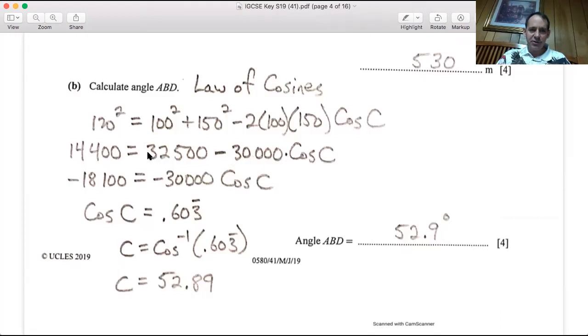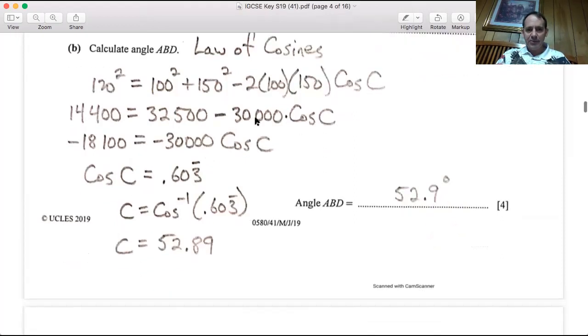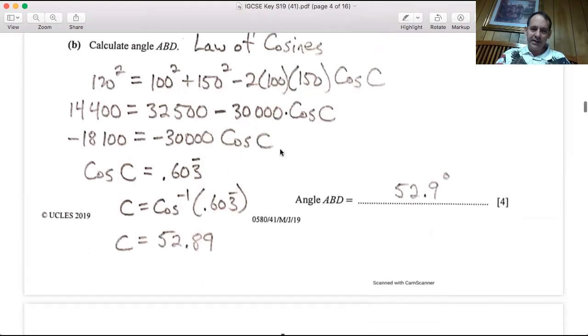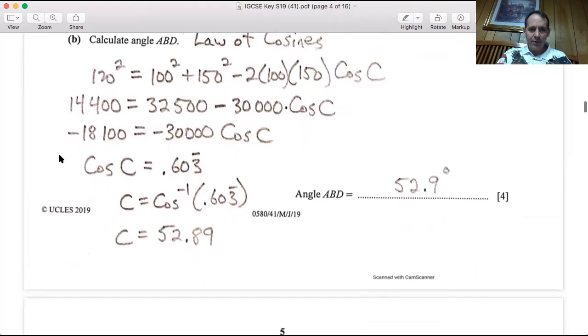What we need to do is subtract our 32,500 from this side over here. And then to get rid of this 30,000, because we can't subtract it, we need to divide it. To get rid of that multiply, we divide. So we divide both sides by the negative 30,000. And that then makes this a positive 0.603 repeating. And our cosine C is now by itself.